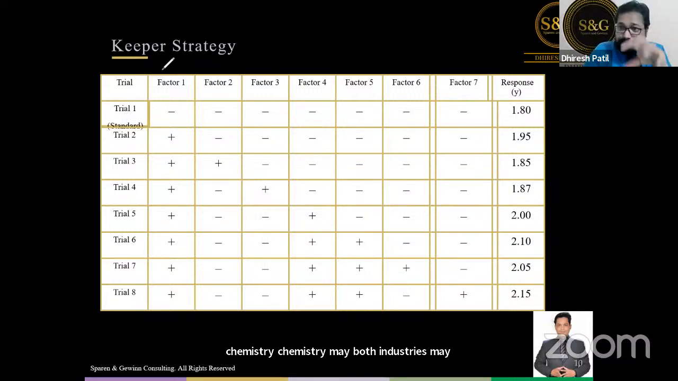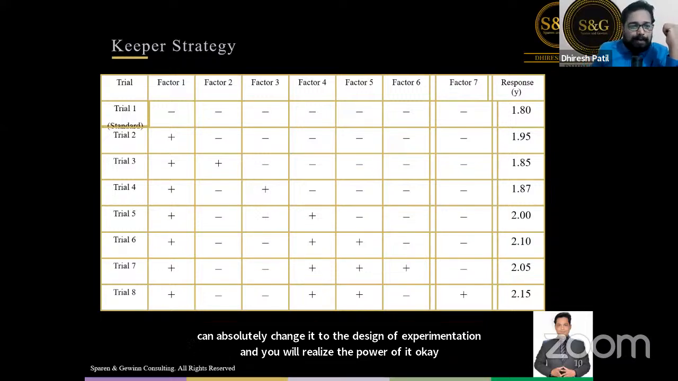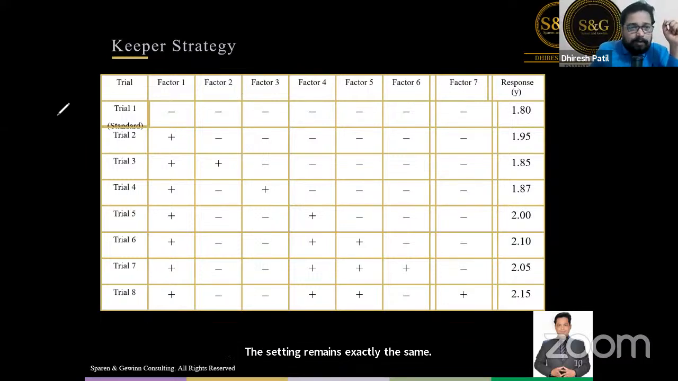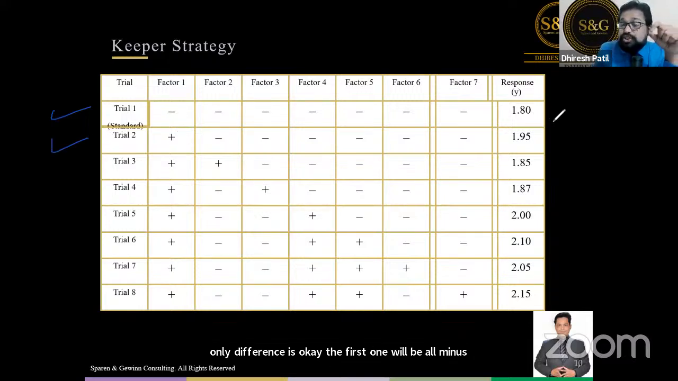Now, after today's session, you can absolutely change to design of experimentation and you will realize the power of it. Now coming back to the keeper strategy. In the keeper strategy, the setting remains exactly the same. The only difference is that the first run will be all minus. In the second run, the first one will be changed. Now they will check the responses.